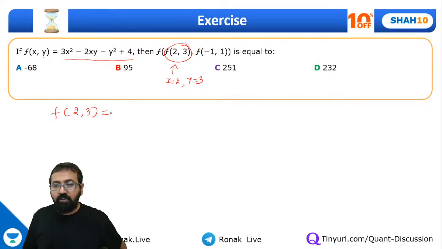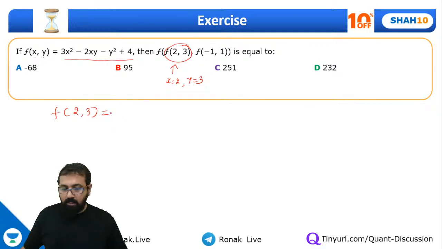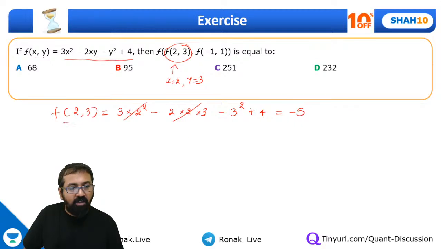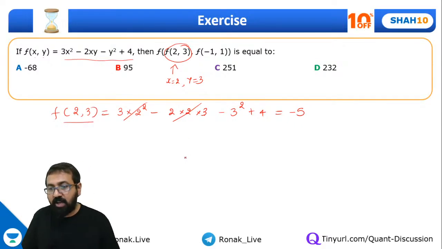What will be the value of f of 2, 3? Can I say it will be 3 into 2 square minus 2 into 2 into 3? I'm just replacing x with 2 and y with 3, right? Minus 3 square plus 4. So 4 3s are 12, minus 12, this will get cancelled off, and minus 3 square plus 4 is minus 5. So f of 2, 3 I got as minus 5.